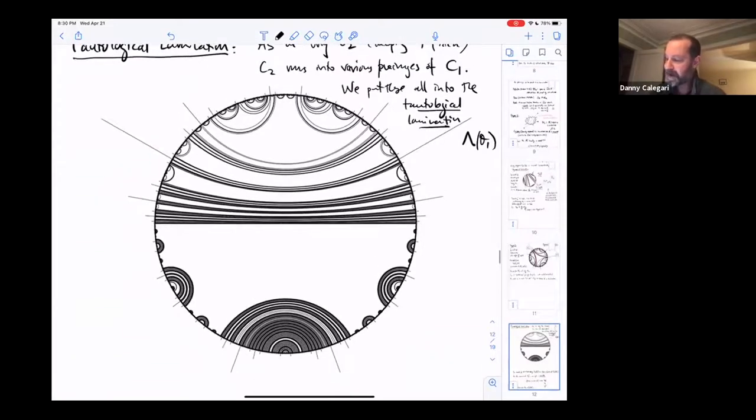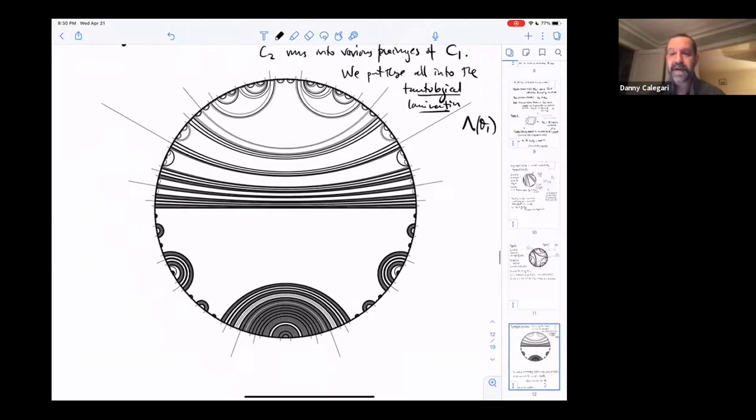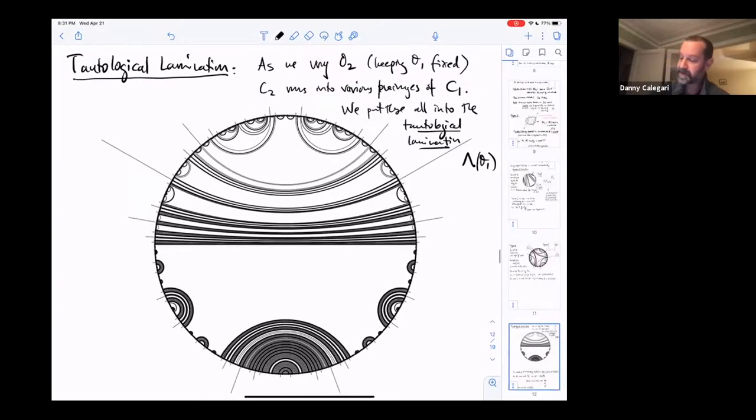And so you get one such lamination for every argument theta one. I should say, as theta one varies, the tautological laminations do not vary continuously. However, given a lamination, we can perform cut and paste and get a Riemann surface, which is topologically the plane minus a Cantor set. It's a fact that as theta one varies, this family of Riemann surfaces, the result of cutting along and pinching along that lamination, does vary continuously.